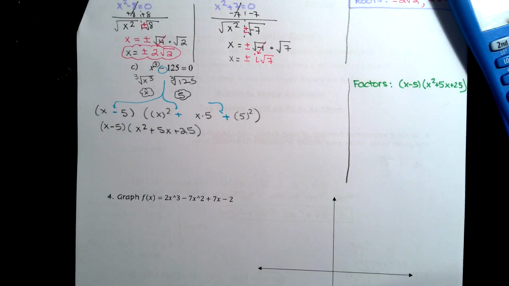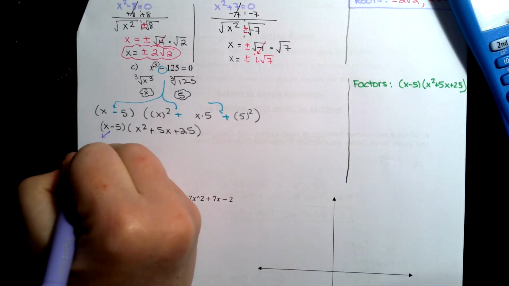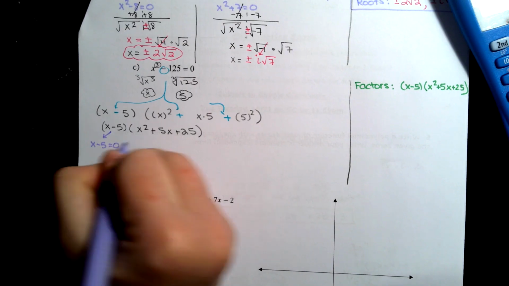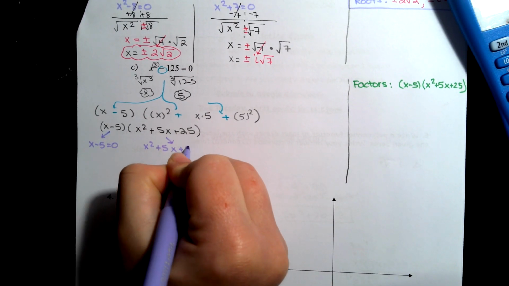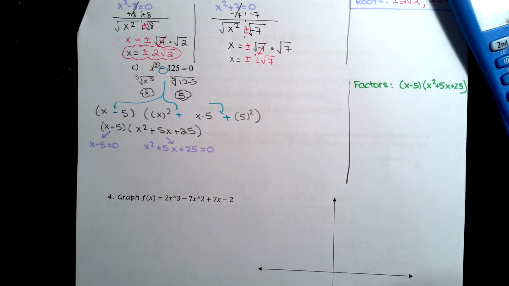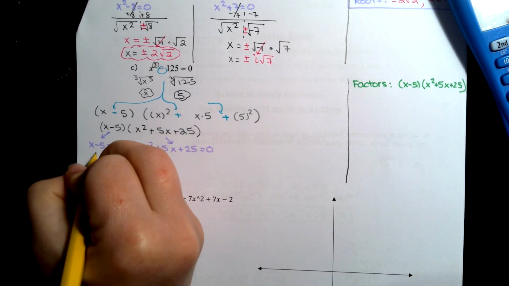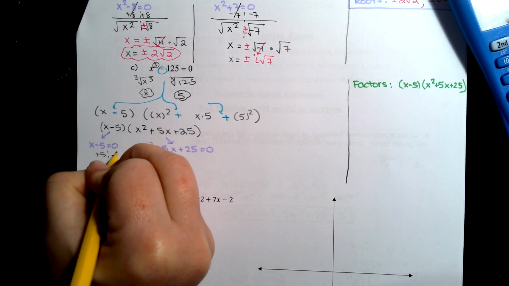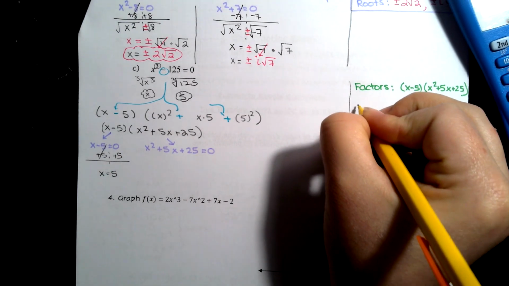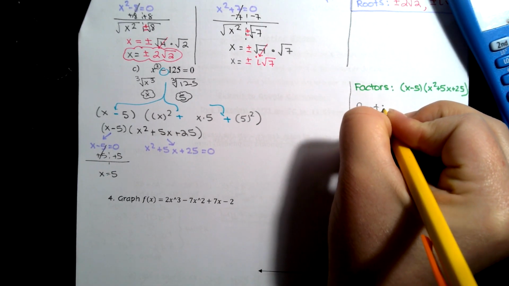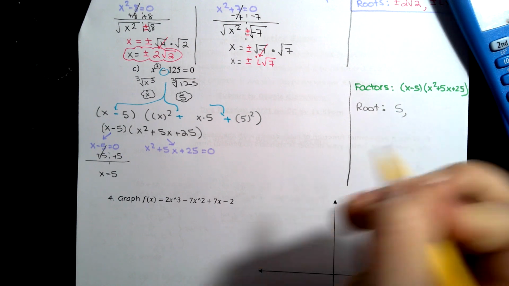Okay, now it is also asking us to solve, so we need to find our roots. We're going to set each one equal to 0 and solve. And notice I am setting a trinomial equal to 0. So this one is a binomial. We're just going to add 5 to both sides. Here's our root. First one is 5.